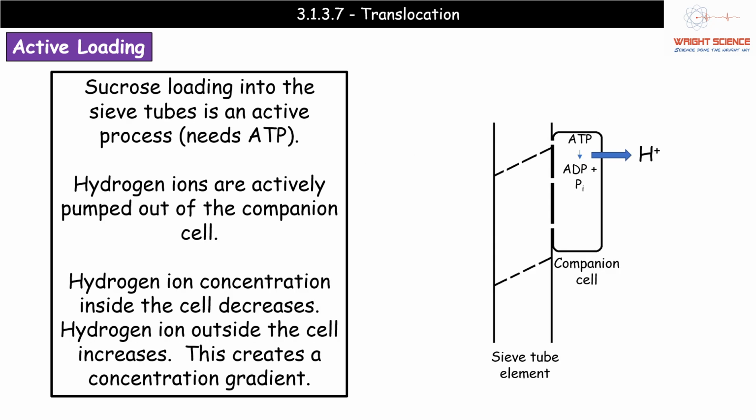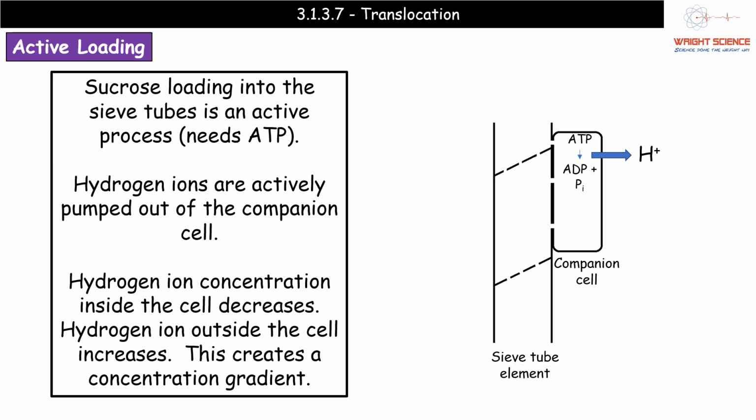First thing then, let's have a look at this process called active loading. This is where we're going to actually be loading the assimilates into our sieve tubes. So what we're going to be doing is a process that is active, therefore it requires ATP. Active loading isn't just a random name, it is actually an active process, thereby requiring ATP to occur. So what we actually find then is we're going to be taking sucrose and loading it into the sieve tubes.